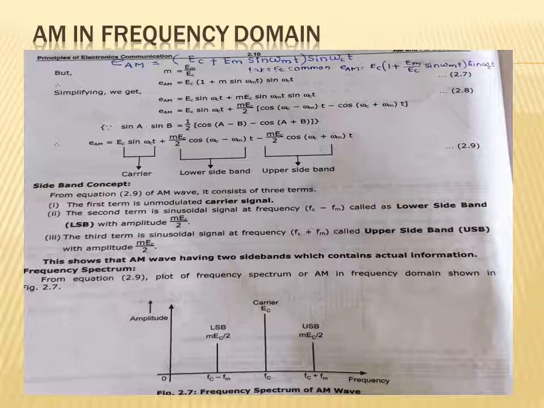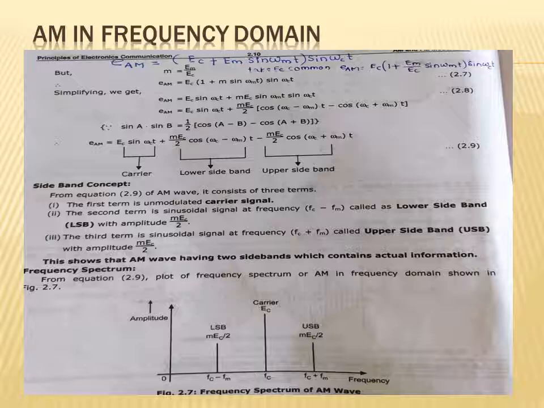eAM is equal to Ec sin ωct plus mEc by 2 cos of (ωc minus ωm)t minus mEc by 2 cos of (ωc plus ωm)t. So this is equation 2.9: eAM is equal to Ec sin ωct plus mEc by 2 cos of ωct minus ωmt minus mEc by 2 cos of ωc plus ωmt.